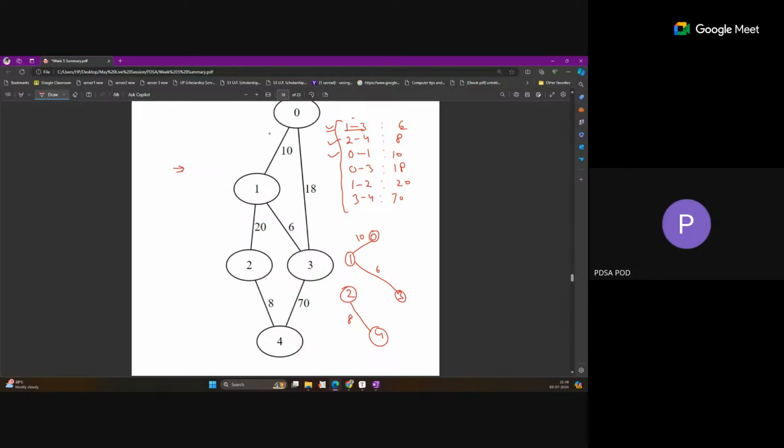0 to 3 is 18. If we consider this 0 to 3, it will create a cycle, which means it will not remain a tree if we connect it, so we will not consider this. Now 1 to 2, which is 20, is not creating any cycle. And 3 to 4, when we connect this, will become a cycle, so we will not consider it. By this process, we get a spanning tree with minimum total cost. The total cost is 6 plus 8 plus 10 plus 20, which is 44. So this spanning tree is a minimum cost spanning tree. This is the working of the Kruskal algorithm.